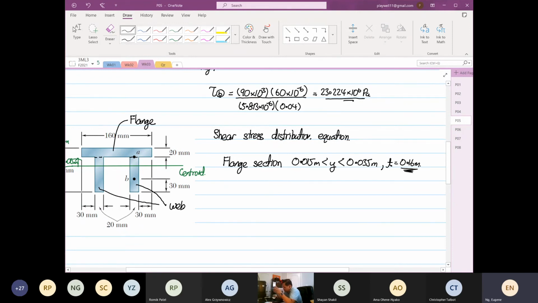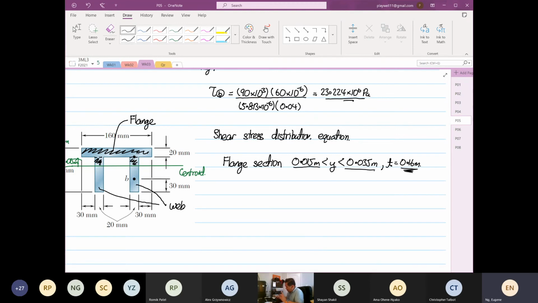Okay, not because I divide there because it's a web and that's a flange. No. Okay, because from here to here, the thickness is what? Constant. Later on, I'll write another one from here to here. The thickness is what? Constant also. So now we are just looking at the top flange. Okay, so the limits is 0.015 up to 0.035.